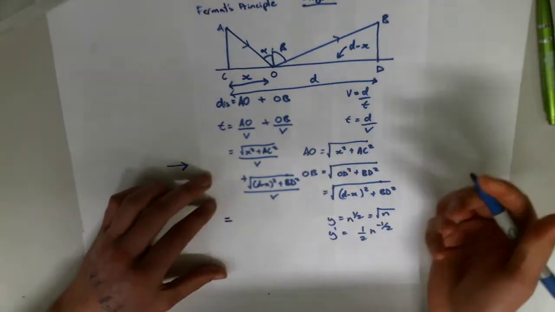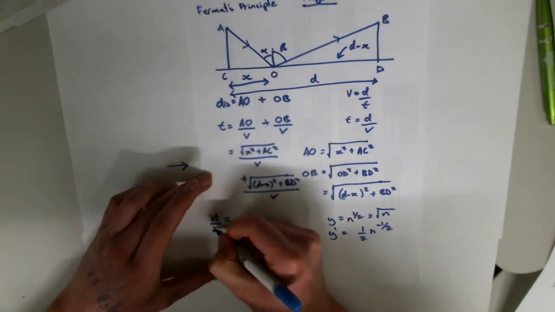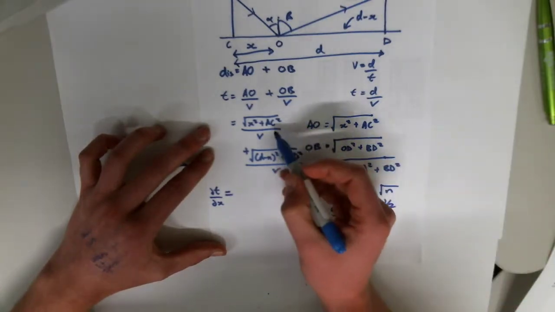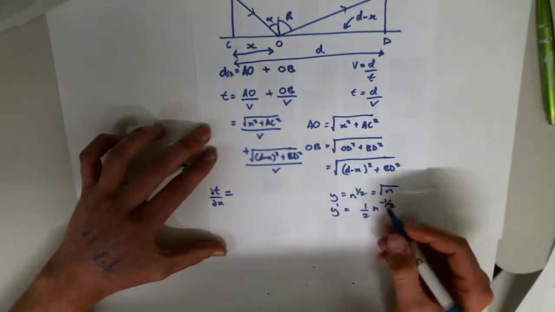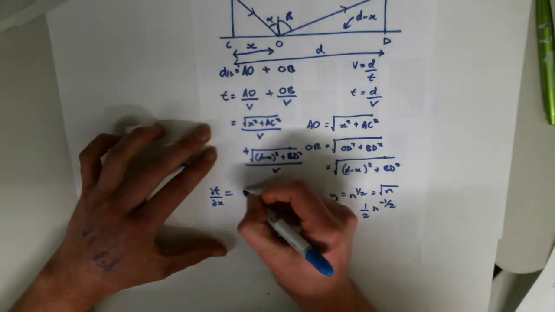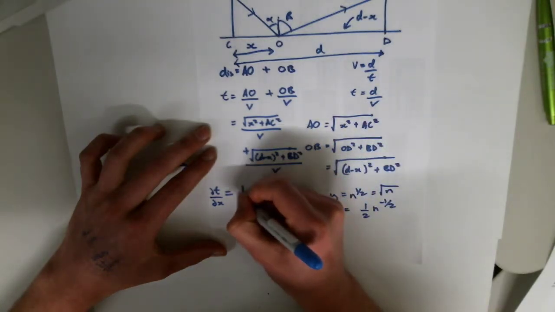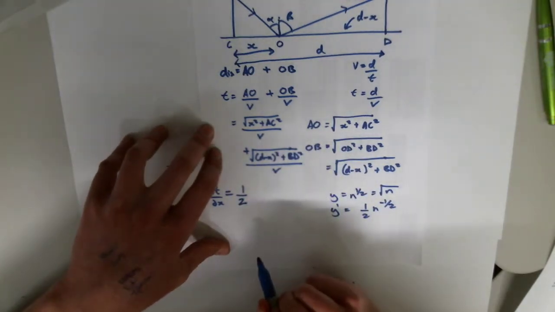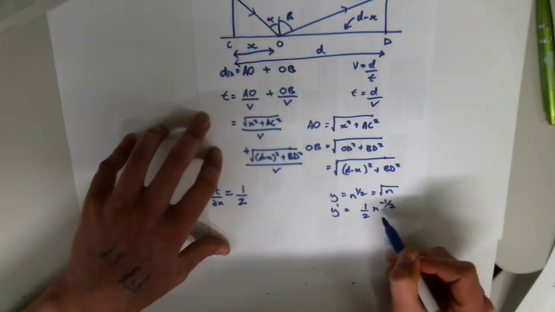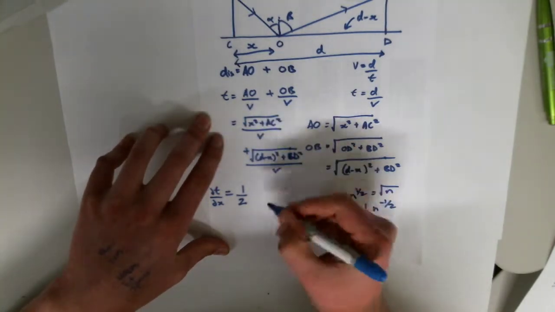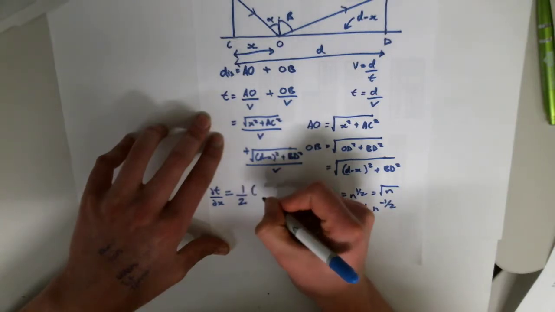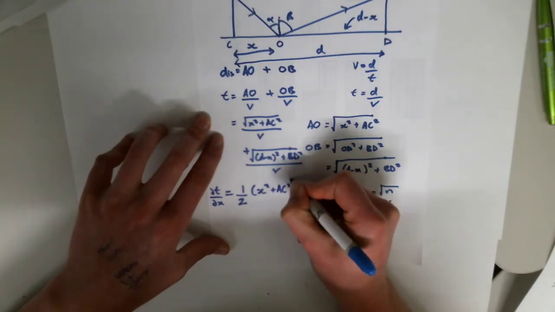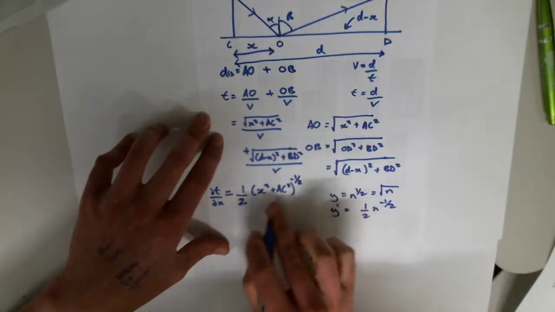So this is our derivative. So I'm going to write dt by dx because we're differentiating with respect to x. So this first term, we're going to get a half coming out the front like we did down here. And then the derivative of that is, let me write it in terms of this, x squared plus AC squared to the power of minus a half. See, this is exactly the same as that.